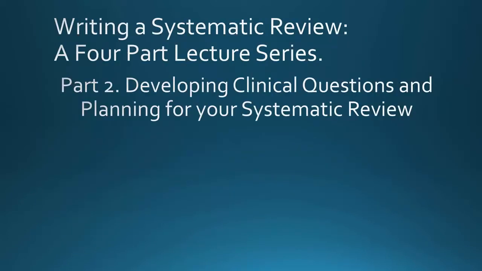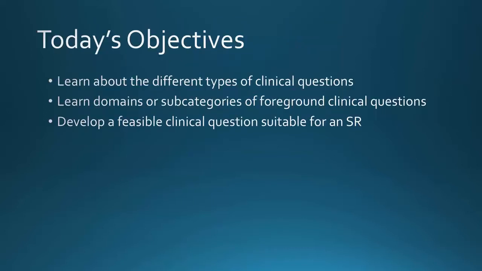Okay, so now we're on part two. Part two is about developing your clinical question. Today we're going to learn about all the different types of clinical questions for systematic review. We're going to learn specific domains, which is important for interprofessional knowledge here. If you're from a certain school or discipline, you want to think about what domain your foreground question should be in. I'm going to go over all those domains and subcategories of questions for systematic review.